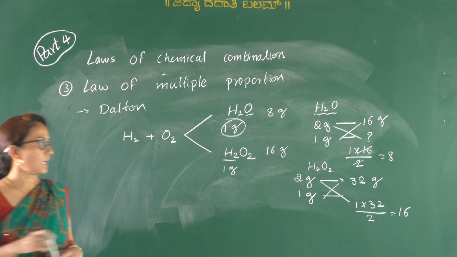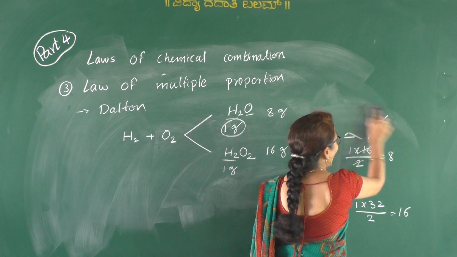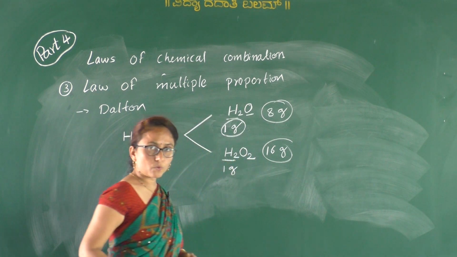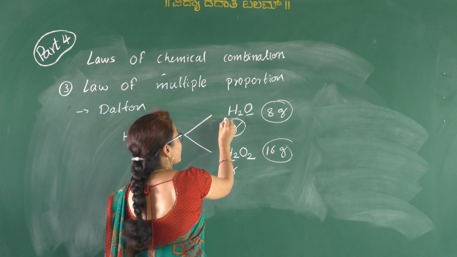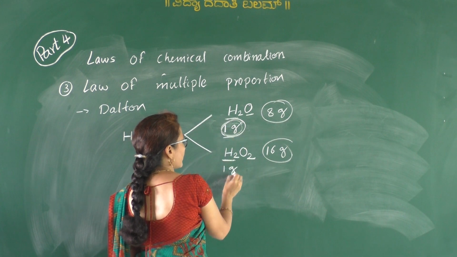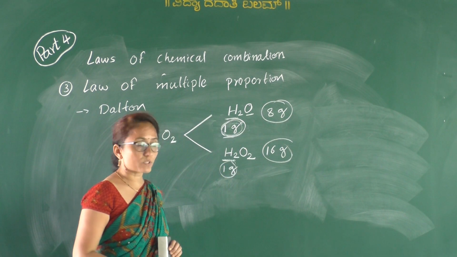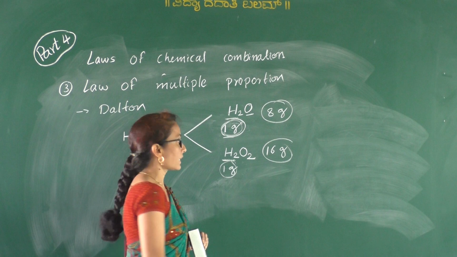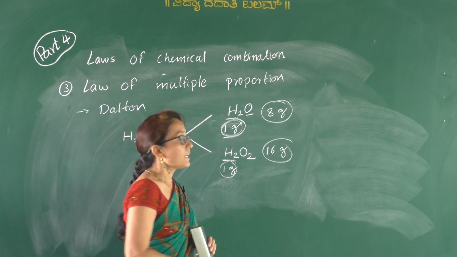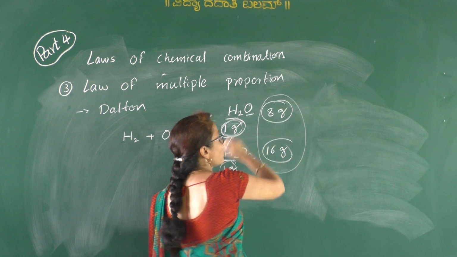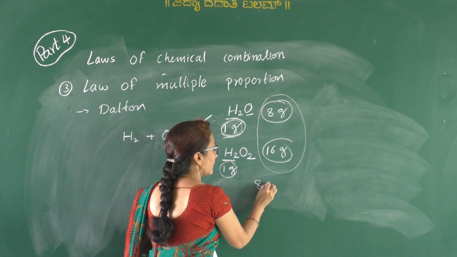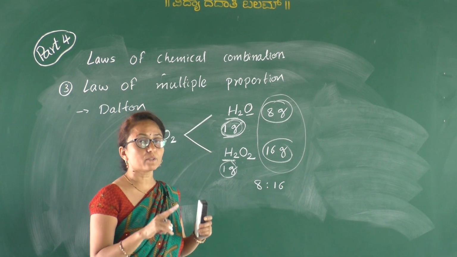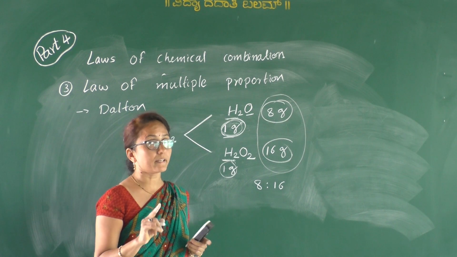Clear? So now observe the mass of oxygen in two compounds which combine with the fixed mass of hydrogen, that is 1 gram. So 1 gram of hydrogen combines with how much oxygen? If you have taken 8 grams and 16 grams, and we take the ratio of these two masses, that is 8 is to 16. So the smallest ratio, or the simplest ratio as we say.